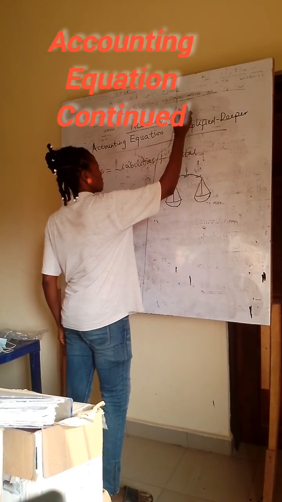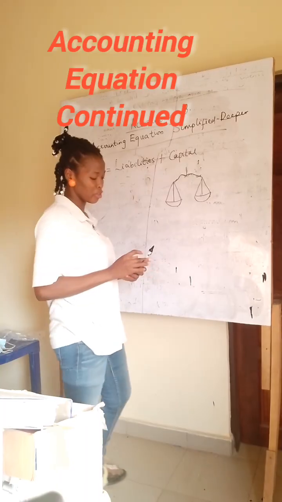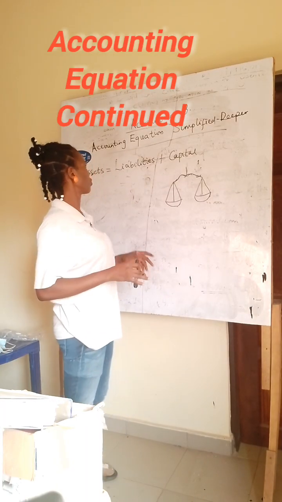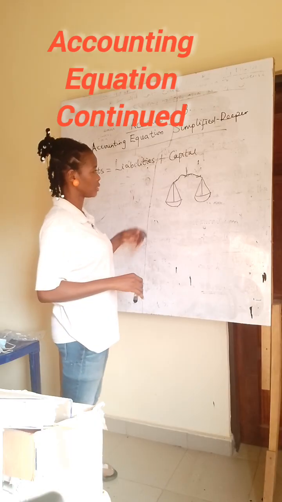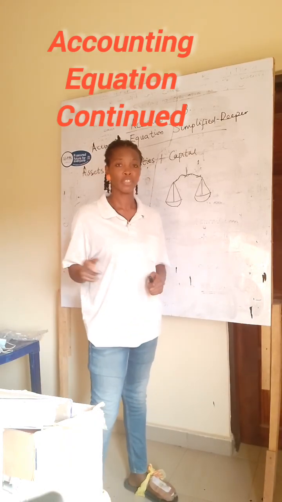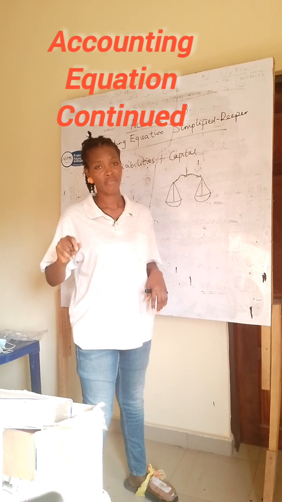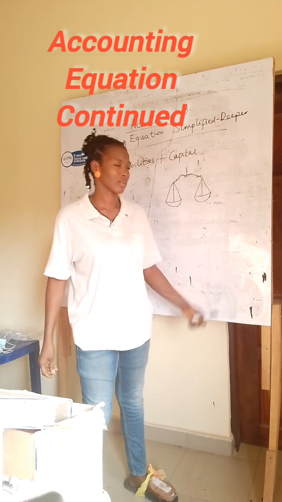So in our previous slide, I introduced the accounting equation, and then we explained what assets, liabilities, and capital are. If you don't know what those things mean, kindly check out my previous video so that you can follow up with this class.